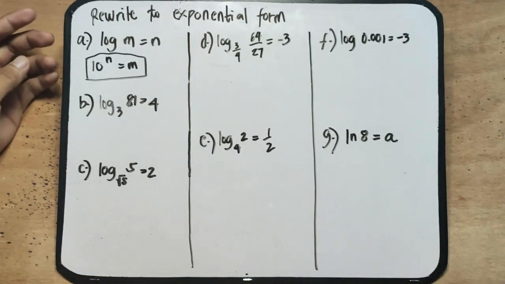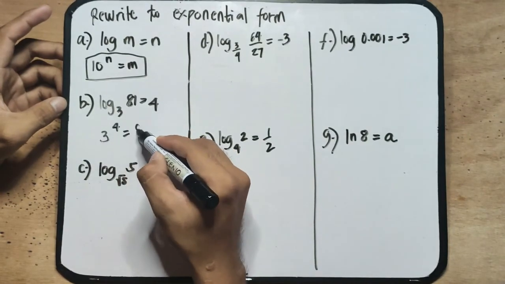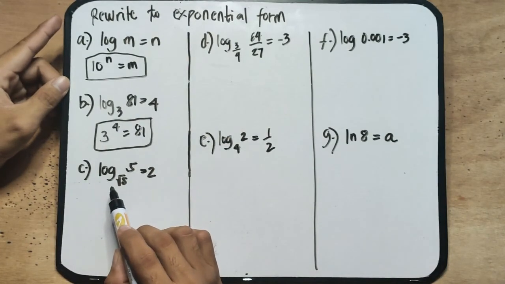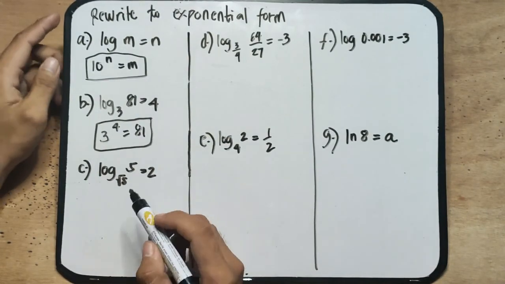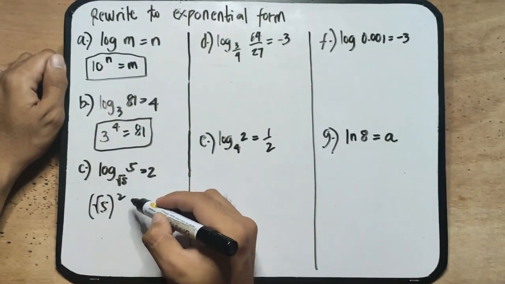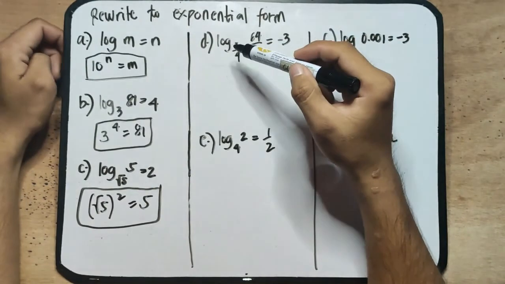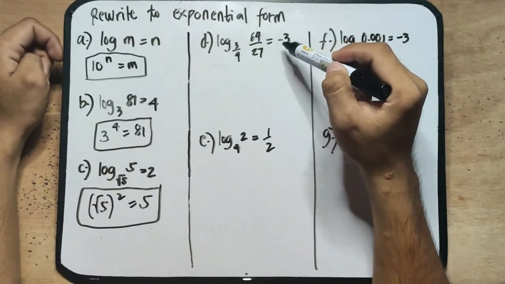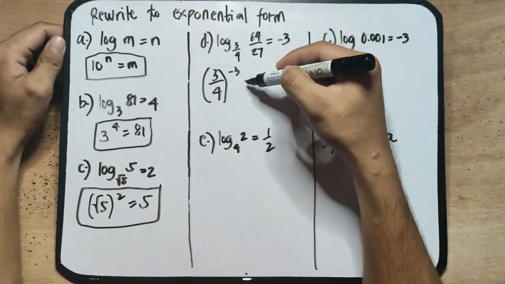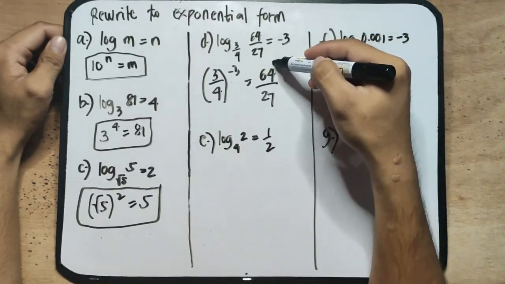Item B, we have log base 3 of 81 is equal to 4. So base is 3, exponent is 4, and the answer is 81. Item C, we have log base square root of 5 of 5 is equal to 2. So that will be base is square root of 5. The exponent is 2. And then the answer is 5. Item D, we have log base 3 all over 4 of 64 all over 27 is negative 3. So 3 fourth is the base, negative 3 is the exponent, and the answer is 64 all over 27.